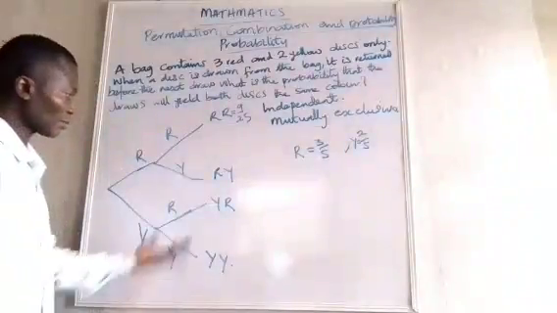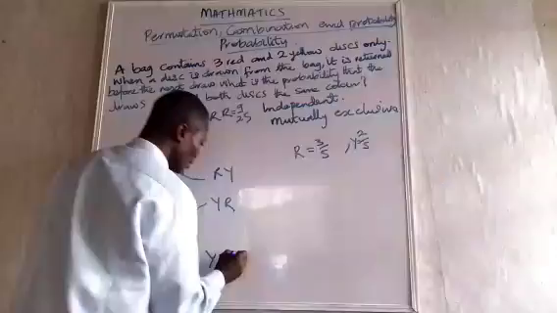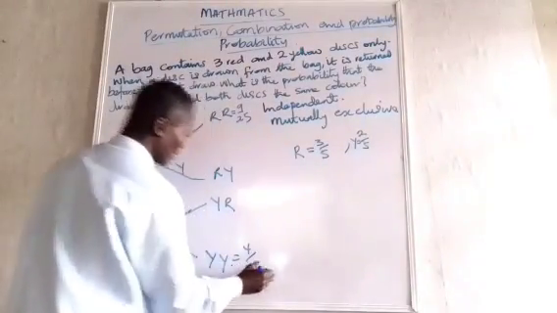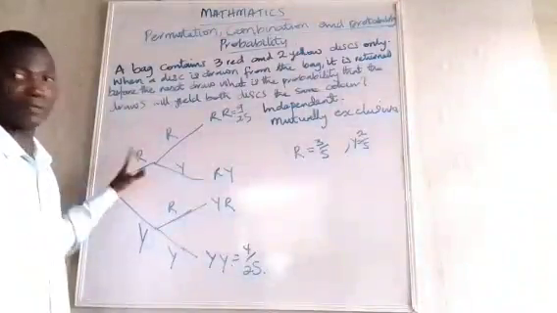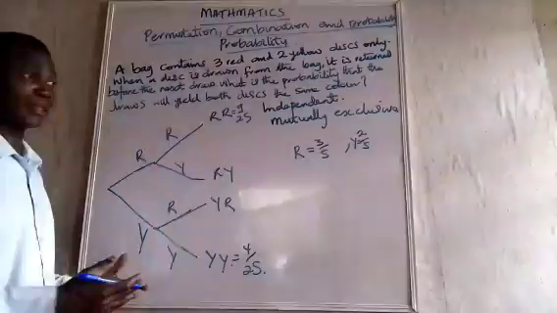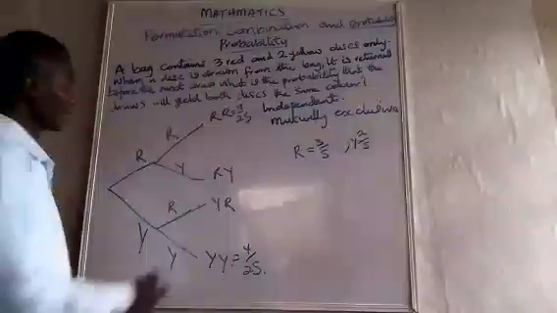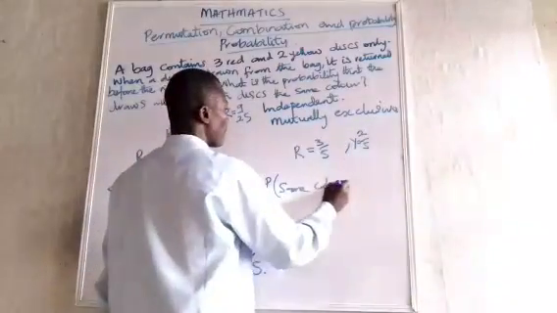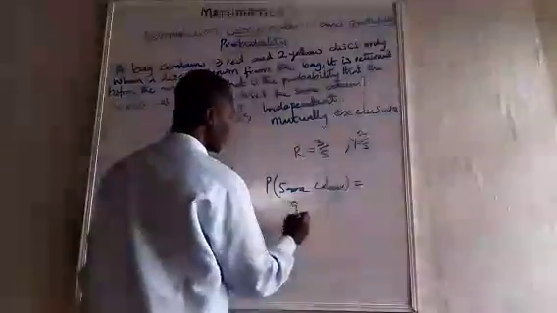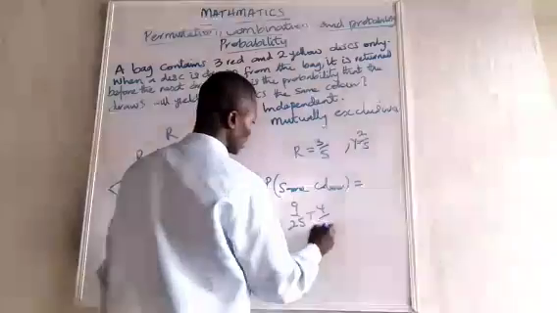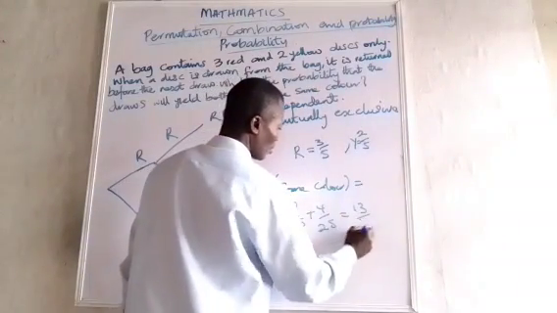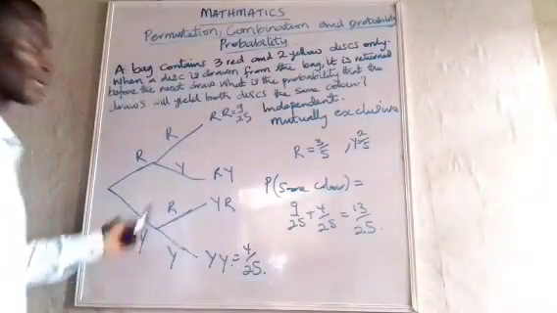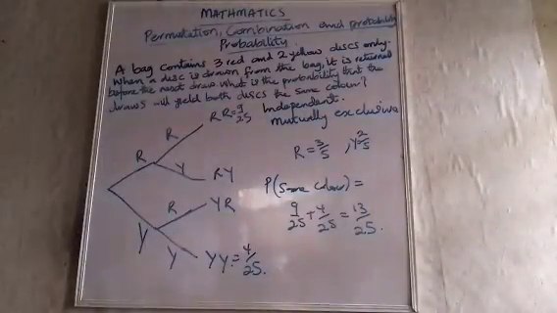RY is not part of what we are looking for. YR is not what we are looking for. YY again is 4 over 25. So you can see how it goes. You can use this tree diagram for independent and dependent events. So the probability for same color is equal to 9 over 25 plus 4 over 25, which is 13 over 25. Let's look at another way of handling this.